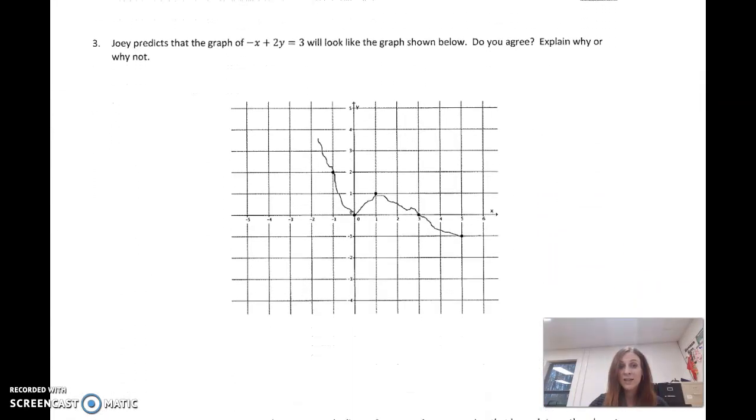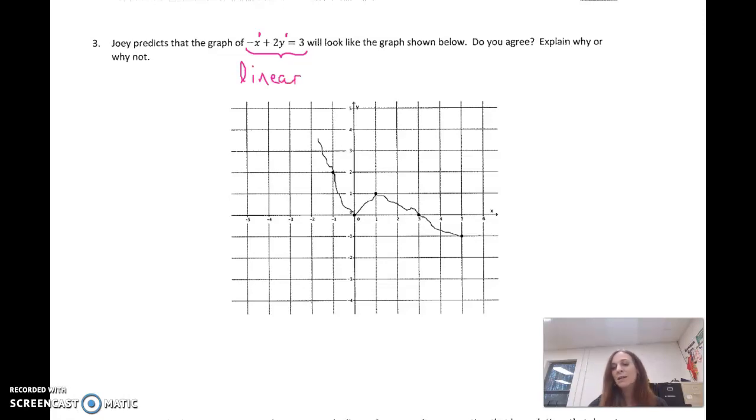So if we look at this next example here, it says Joey predicts the graph of negative x plus 2y equals 3 will look like the graph shown below. Do you agree? No, you don't agree. And here's the reason why. If we look at this graph, I can see that my x term and my y term are to the first power. Remember, that means linear.